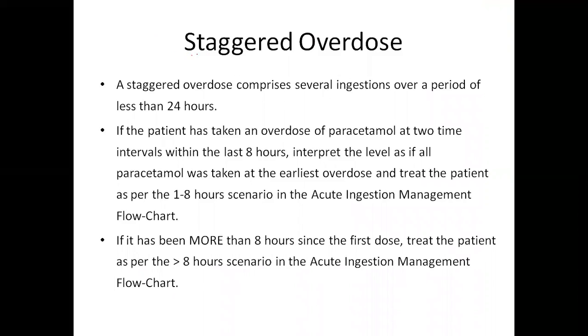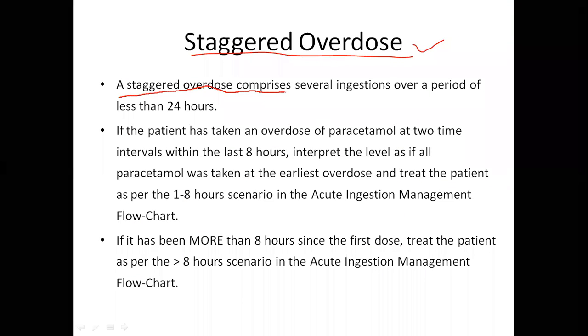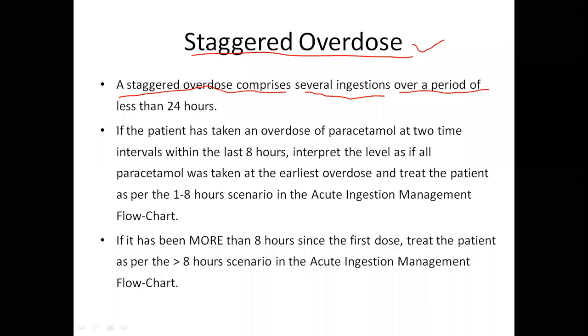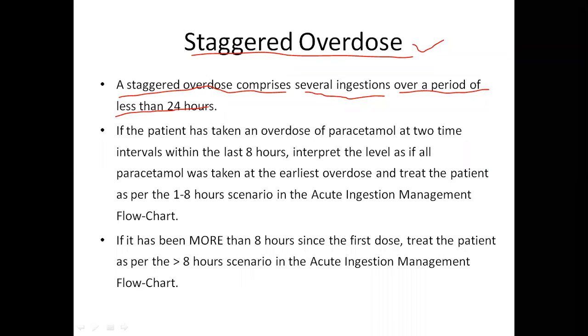Okay, next is a staggered overdose. What do you mean by staggered overdose? A staggered overdose comprises several ingestions over a period of less than 24 hours. Here a patient has taken an overdose of paracetamol, but not one time. He has taken it multiple times, but within 24 hours. Okay, let's see an example.